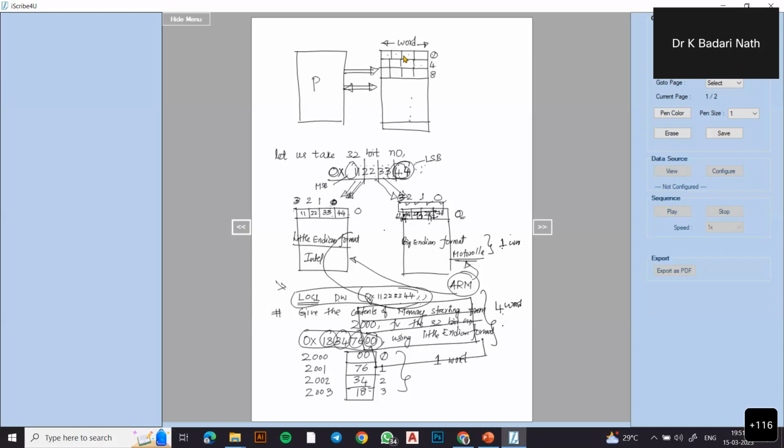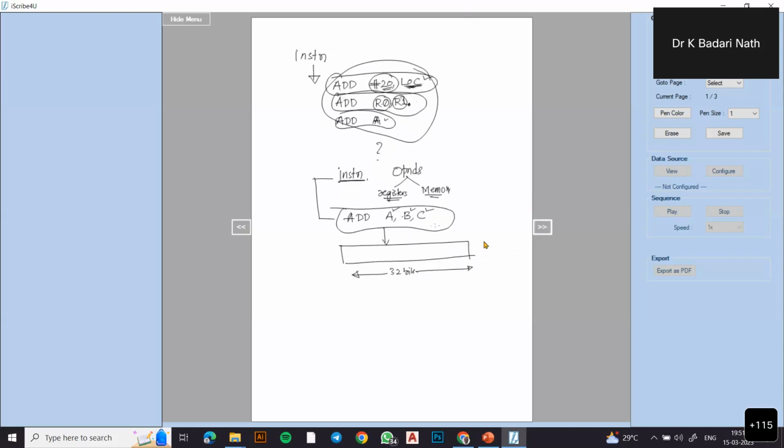Now let's understand this with an example. In this example, we are understanding that we are writing a program. The instruction sometimes occupies 4 words also, and sometimes 1 word also. So sometimes 1 word, 2 words, 3 words, or 4 words it occupies. How do we know whether an instruction requires 1 word, 2 words, 3 words, or 4 words? It depends upon how you specify the operands.